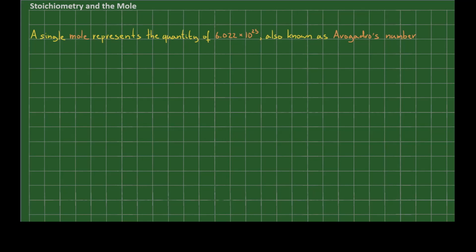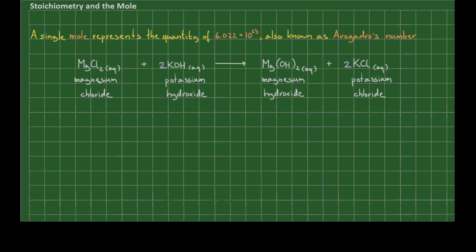Let me bring in a balanced chemical reaction equation. Here we have one formula unit of magnesium chloride reacting with two formula units of potassium hydroxide to give one formula unit of magnesium hydroxide and two formula units of potassium chloride. Magnesium hydroxide is the active ingredient of milk of magnesia, and it is often used to treat heartburn or to help with digestion. It is a very potent laxative.